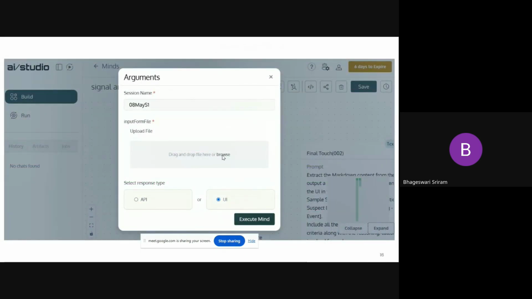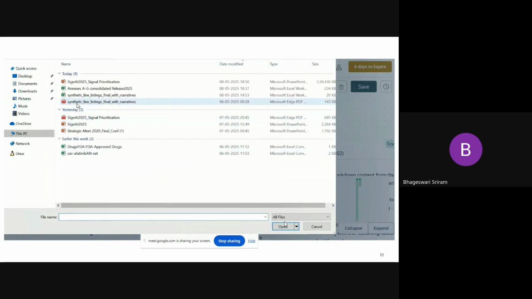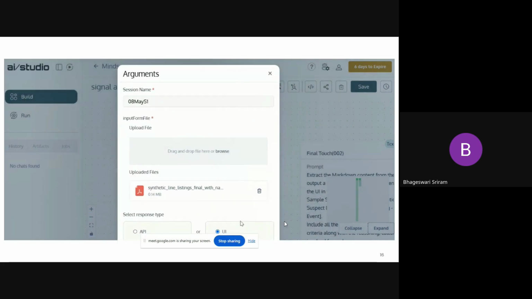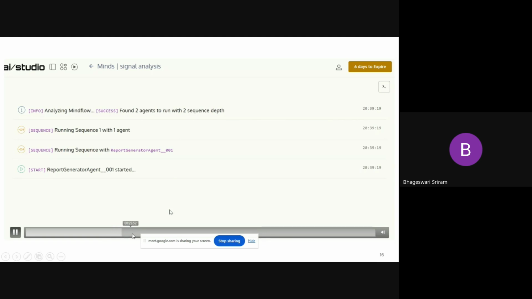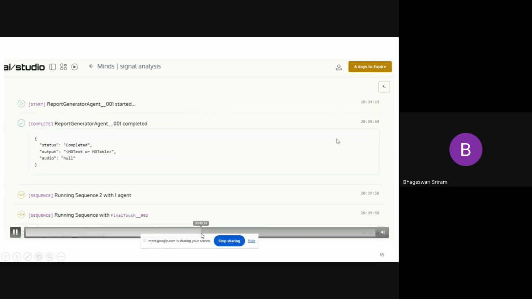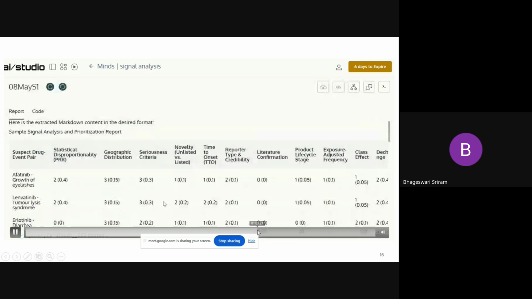So I'll just play a short video. Like Dr. Shiva said, I use synthetic line listings. That's the starting point of analysis. And then the agents start looking at the data, and epidemiology data is not available with me, so that's not included. Let me forward it a little further because it did take over a minute to complete all the analysis. And then you can see that the report generator agent has also started doing its work.